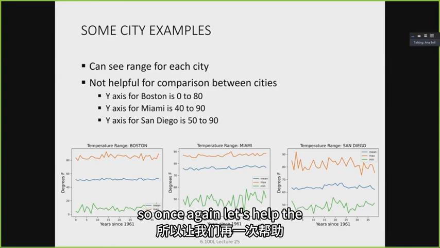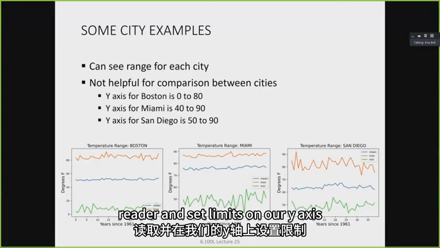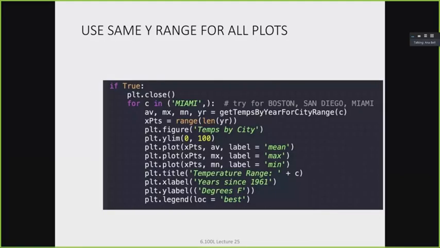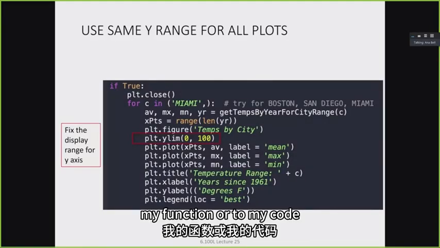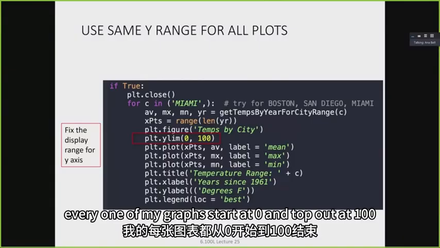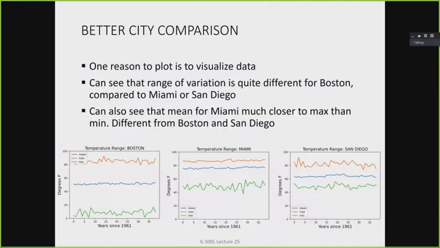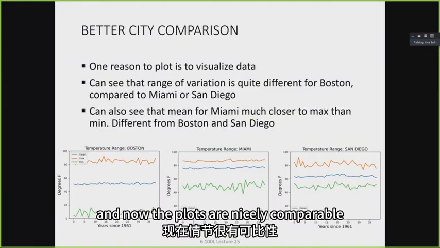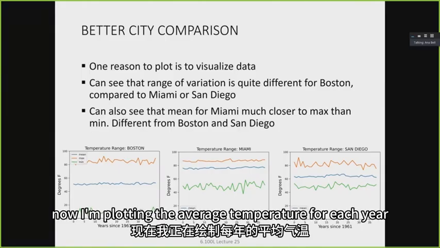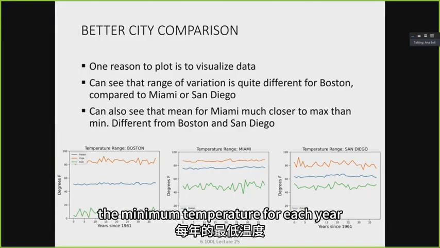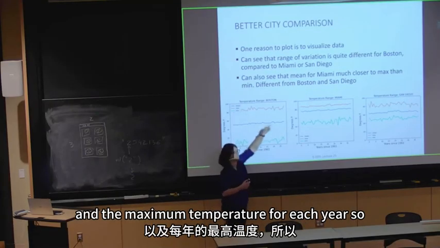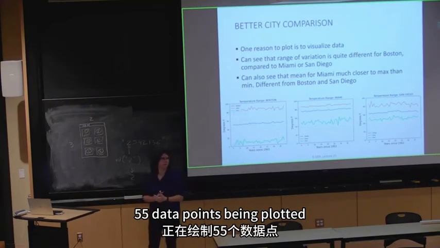So once again, let's help the reader and set limits on our y-axis. So here I've got a limit in my code. It's going to have every one of my graphs start at 0 and top out at 100. And now the plots are nicely comparable. So now I'm plotting the average temperature for each year. So there's 55 of these data points. The minimum temperature for each year and the maximum temperature for each year. So 55 data points being plotted.